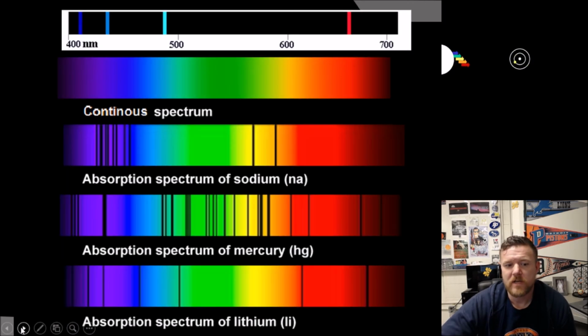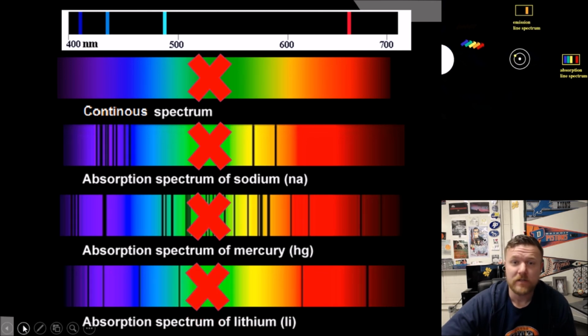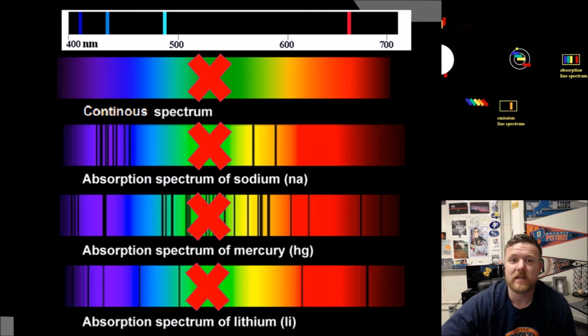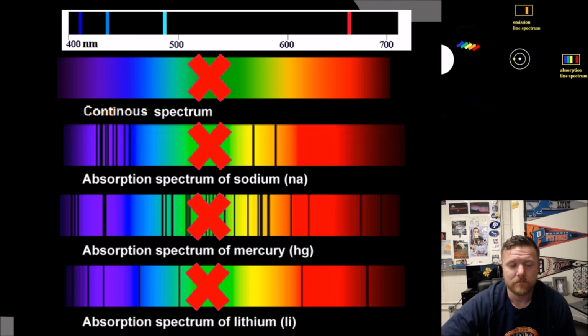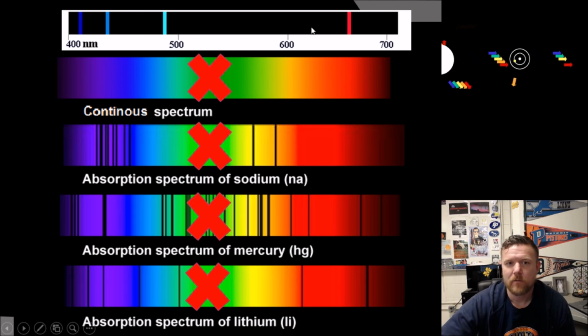Try another one. Which element do you think this one is? Which element is missing these lines and these lines exactly? Well, let's find out. It's not continuous, not sodium, not mercury, and not lithium. It's none of them. It was a trick question. There are no elements, at least the ones that I've shown you, that have these exact lines missing. It has to match exactly. And if it doesn't match exactly, we know that it is not that element. A number of people wanted it to be lithium, but lithium should have a line right about here, and it doesn't. So we know that this is not lithium.